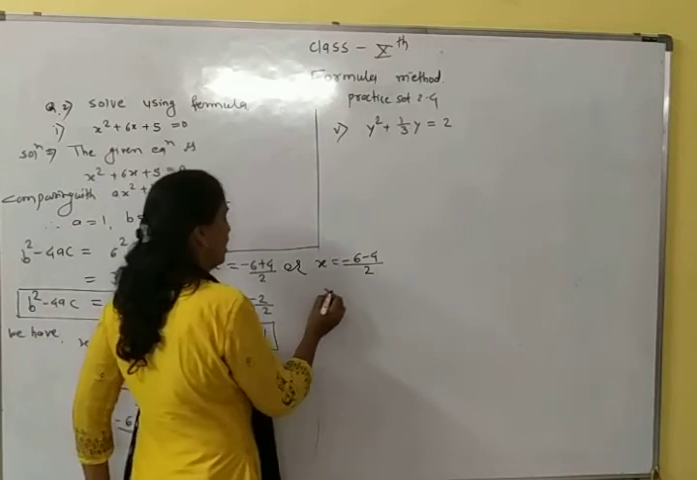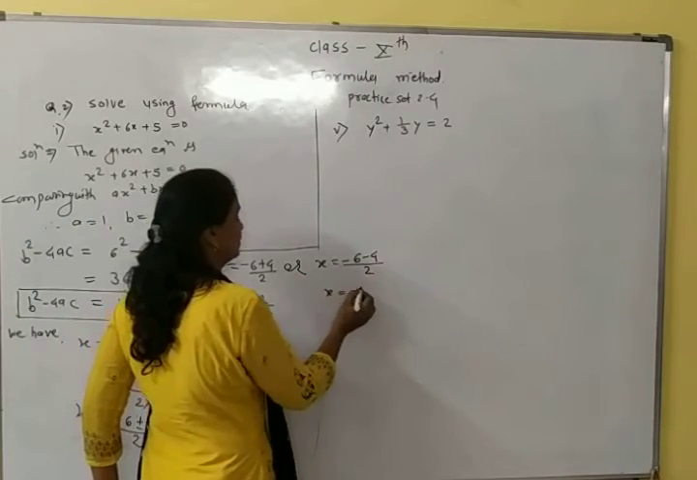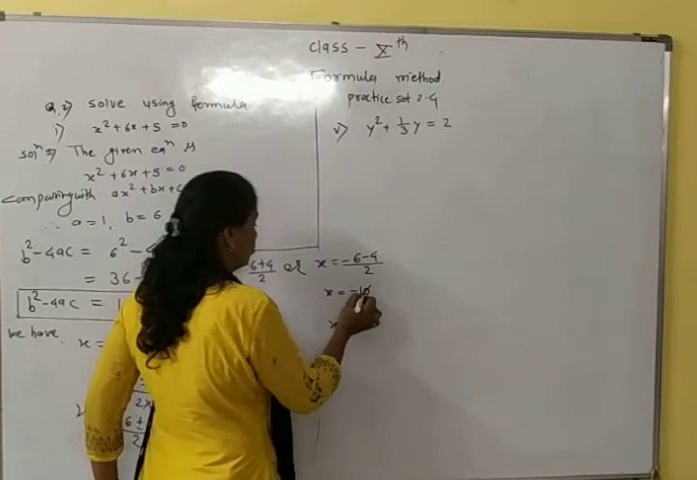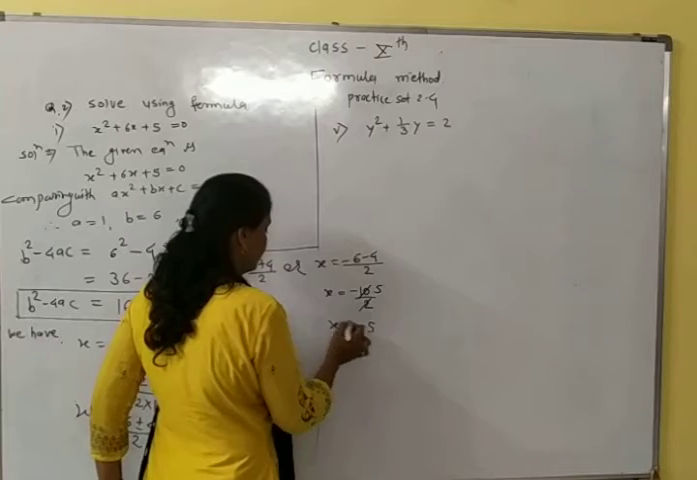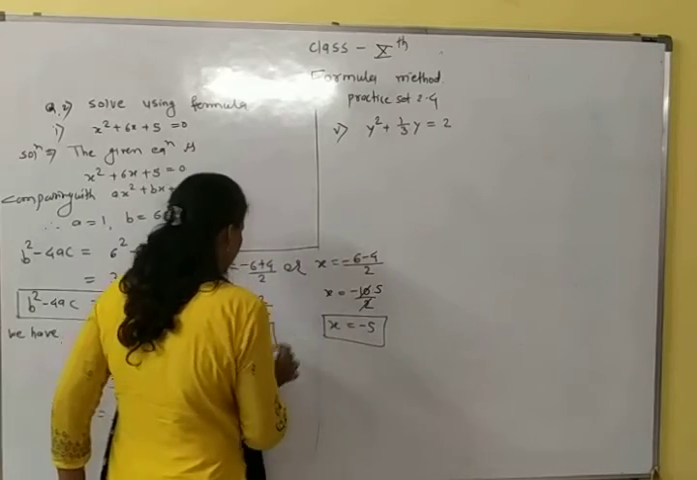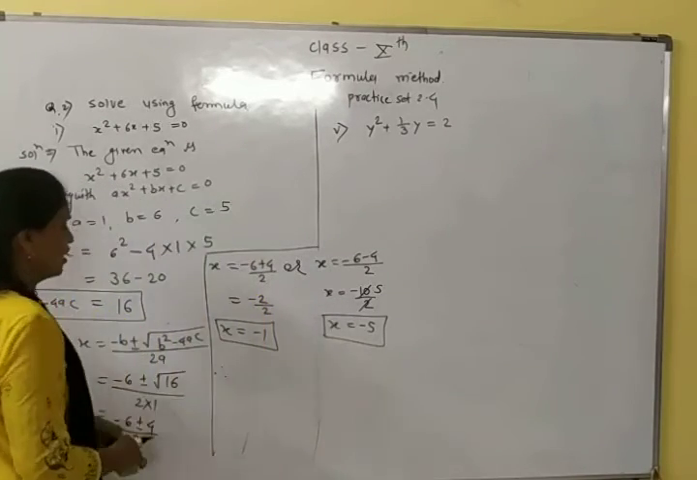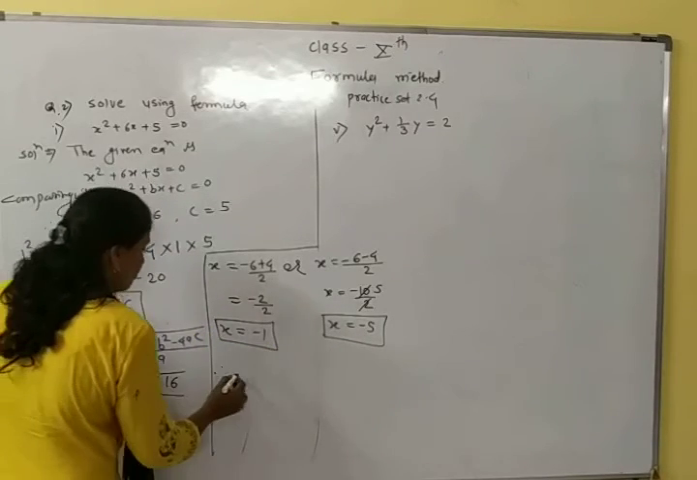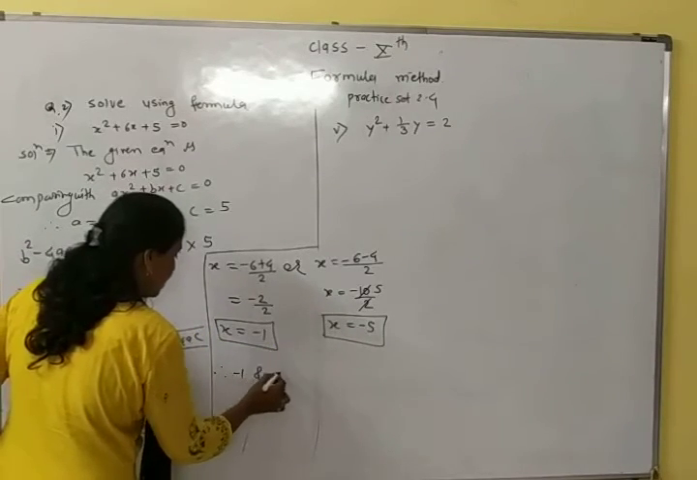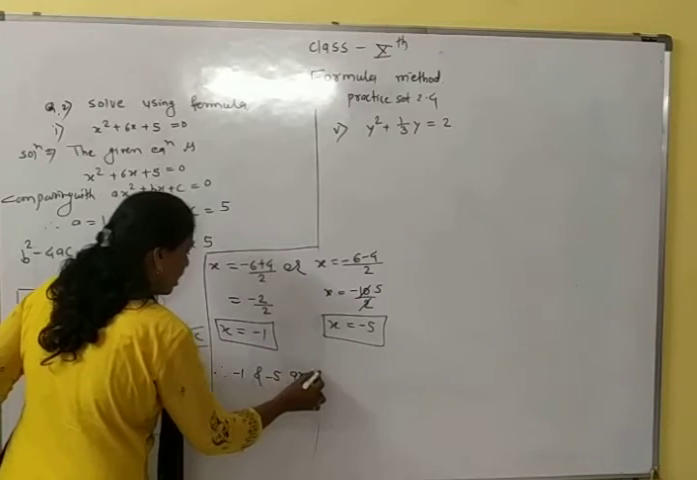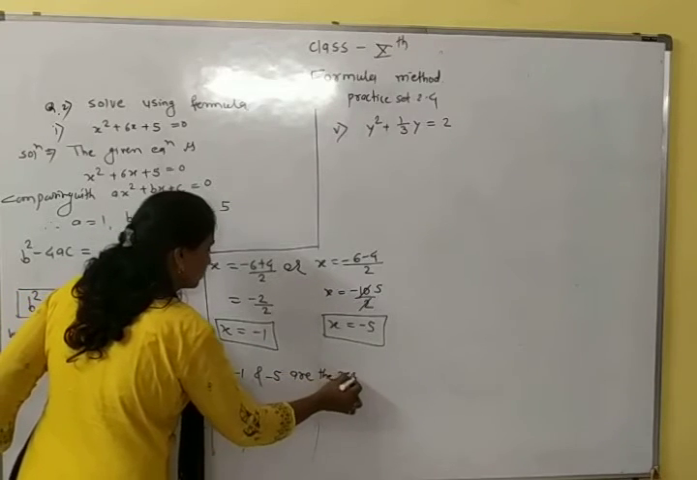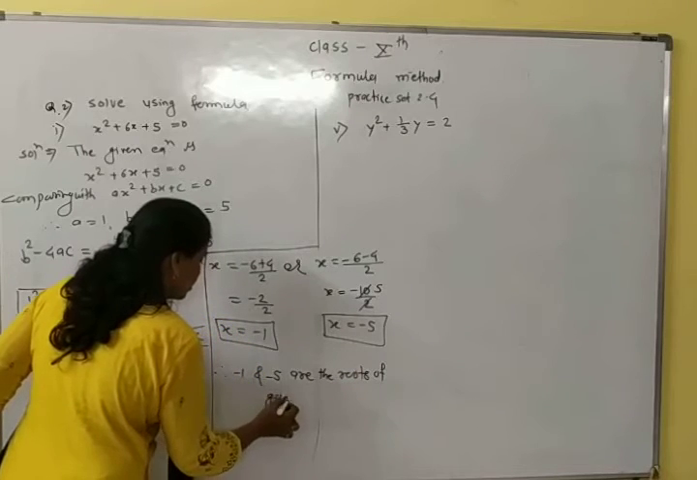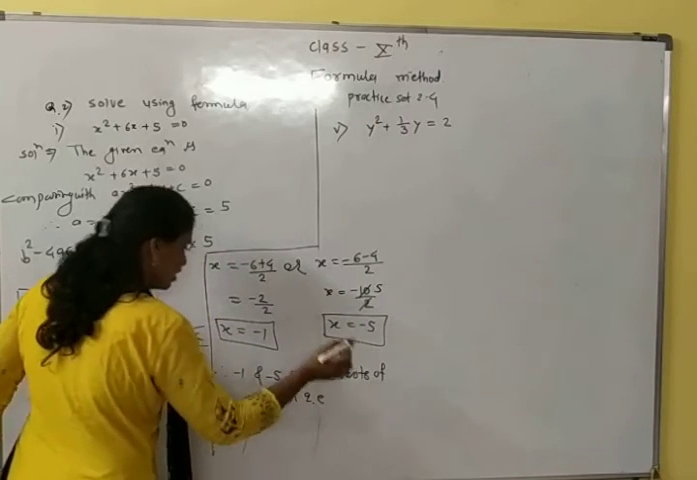Here x equal to minus 6 minus 4, minus 10 upon 2, and 2 5s are 10, so x equal to minus 5. Therefore, there are two values, x is equal to minus 1 and x is equal to minus 5. Therefore, minus 1 and minus 5 are the roots of the given quadratic equation.